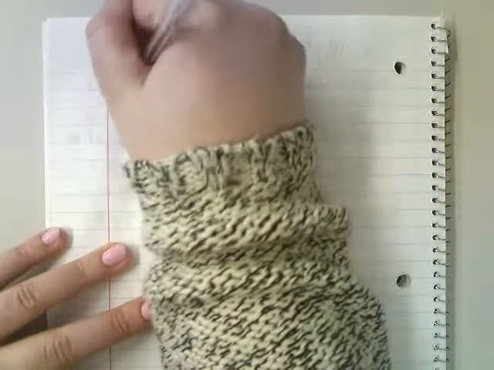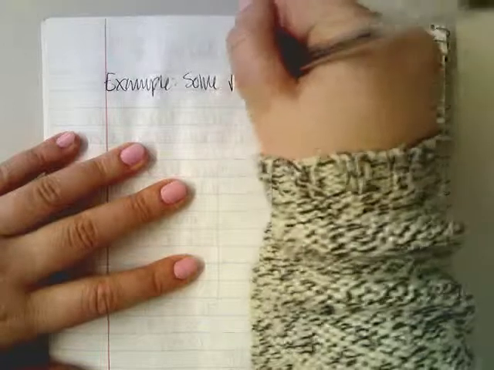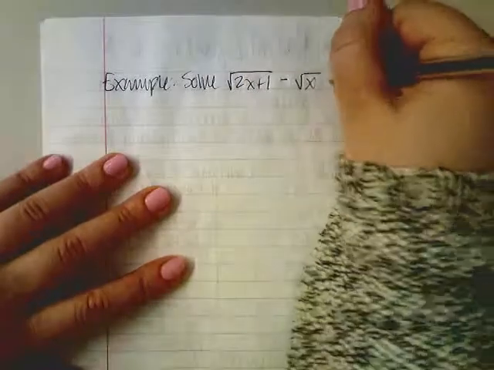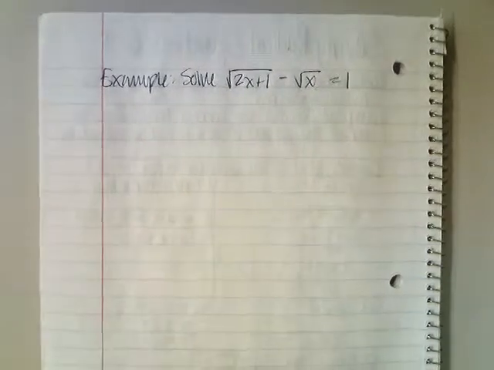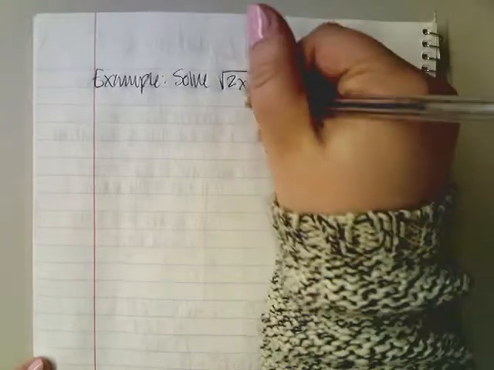There's one more type of problem I want to go over with you guys. It's when you have more than one radical. So our last example, I want us to solve for when we have the square root of 2x plus 1 minus a separate square root of x, and that's equal to 1. So if we have two radical signs, these ones can get a little bit messier. So let's go over how to do this.